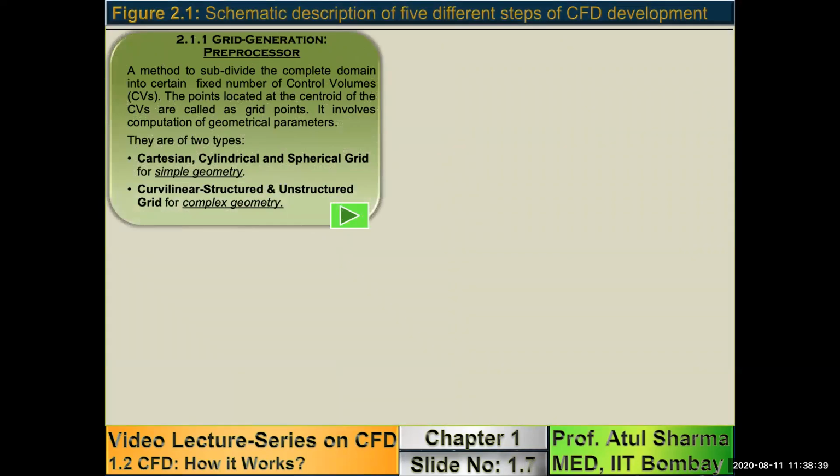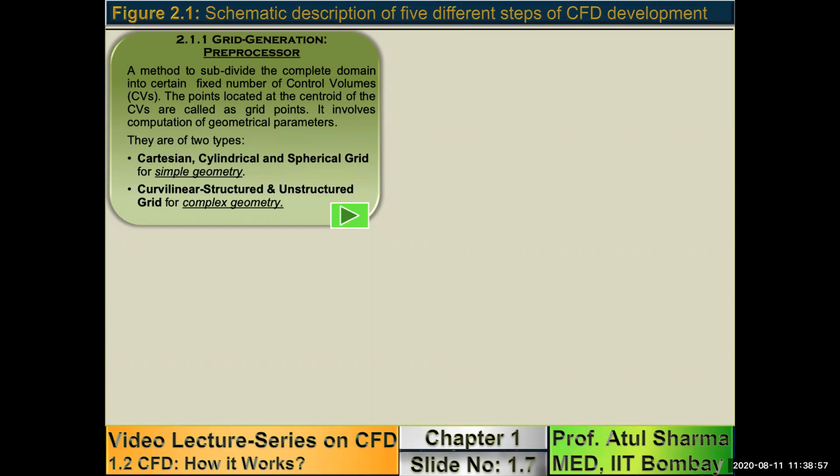The first element of CFD development is pixel generation. I mentioned in my previous lecture that this is a subject where you develop a product which is like a virtual video camera. The first step of the CFD development is pixel generation, which here we call grid generation. This is also called the preprocessor.